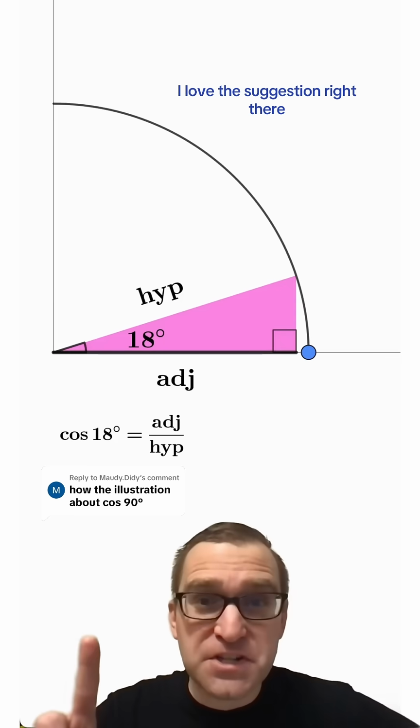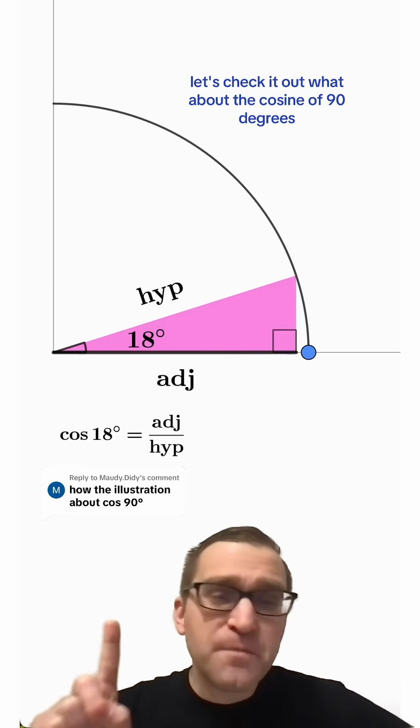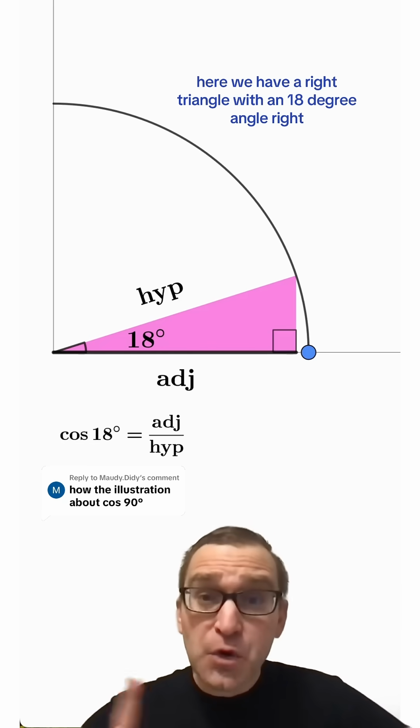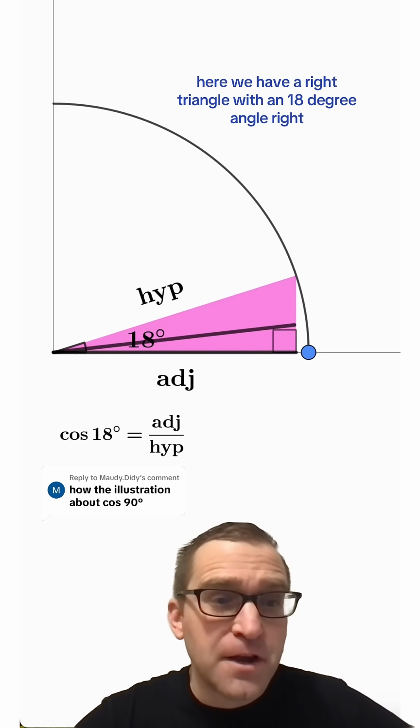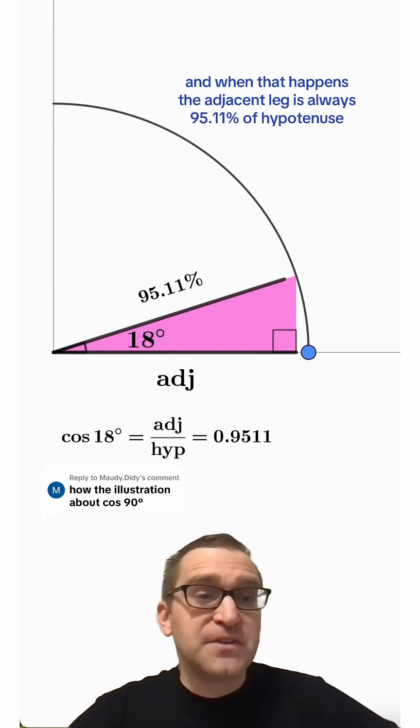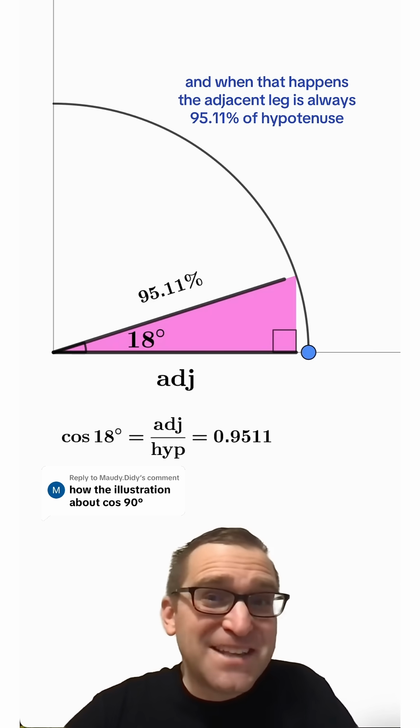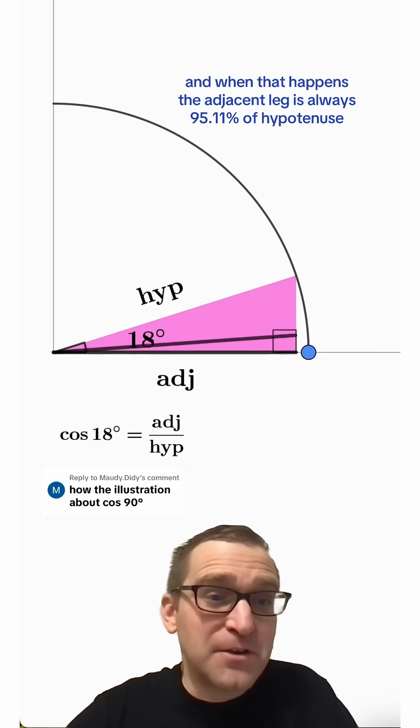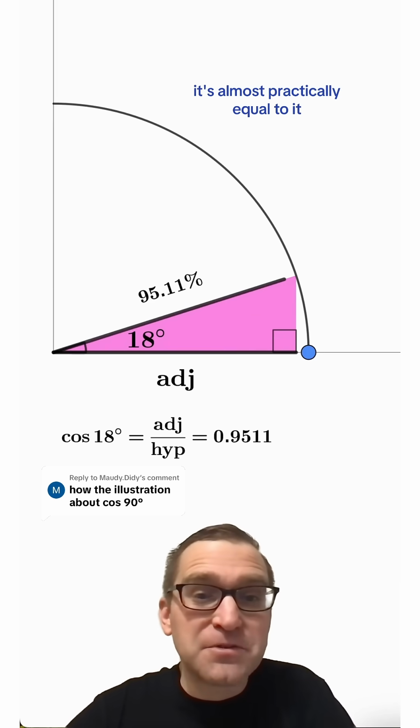I love the suggestion right there. Let's check it out. What about the cosine of 90 degrees? Here we have a right triangle with an 18-degree angle, right? And when that happens, the adjacent leg is always 95.11% of the hypotenuse. It's almost practically equal to it.